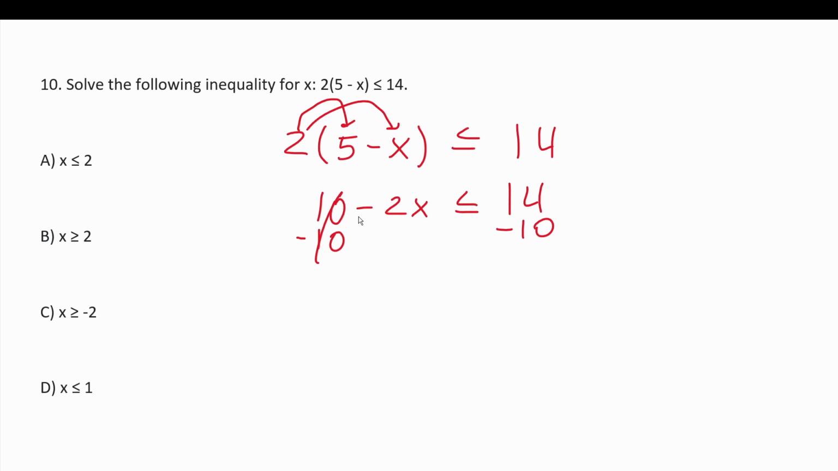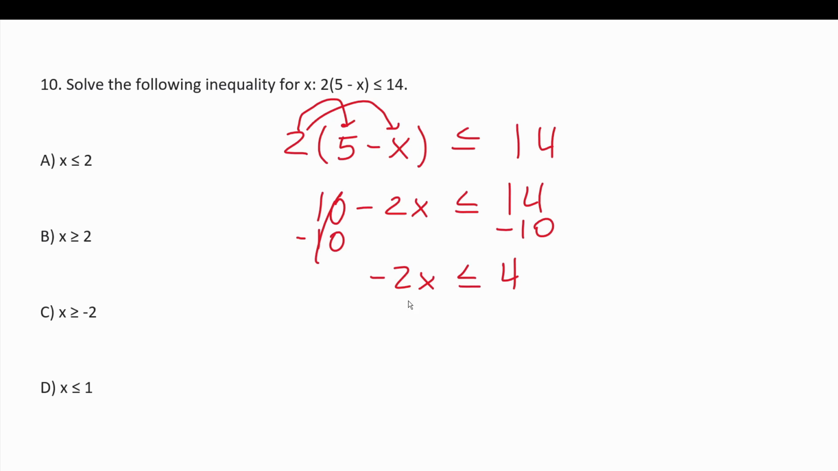This is going to cross out here, leaving me with negative 2x is less than or equal to 14 minus 10, which is 4. All right, so the trick to inequalities is this. You can add and subtract across this inequality sign with no problems. But as soon as you multiply or divide across the inequality sign by a negative, that prompts you to flip the direction of the sign here. So watch this next move very closely.